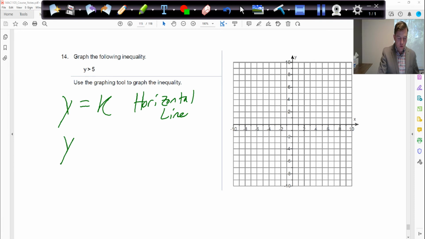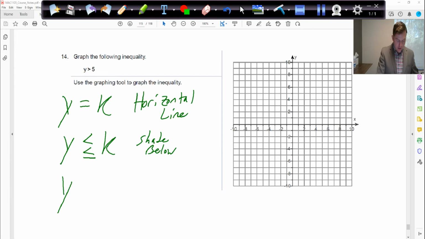So again, we can have two possible situations, less than or less than or equal to. That's going to be a shade below it. So we've already kind of been working with these. And then if y is bigger than or bigger than or equal to some number k, you're going to shade above it.